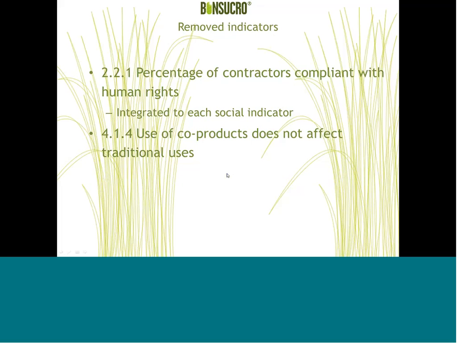Finally, there are 2 indicators that have been dropped. The first one is percentage of contractors compliant with human rights. It has been dropped only because this requirement has now been integrated into each of the social indicators. For each social indicator, we look at all the workers and workforce present on the premises of the operator that is assessed, including permanent workers, contract workers, migrant workers, seasonal workers, and so on. So this indicator still remains, but has in fact been split into each individual social indicator. Indicator 4.1.4, use of co-product does not affect traditional use, has been removed.